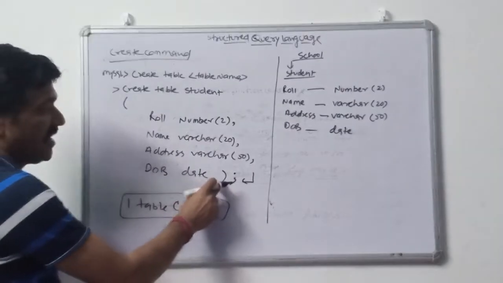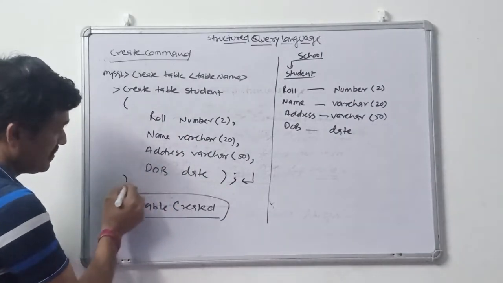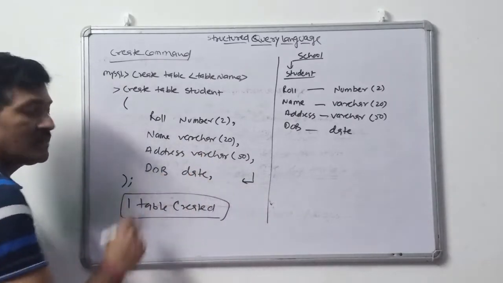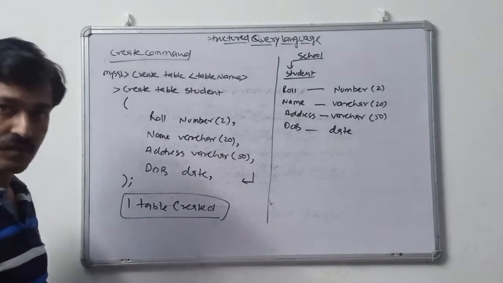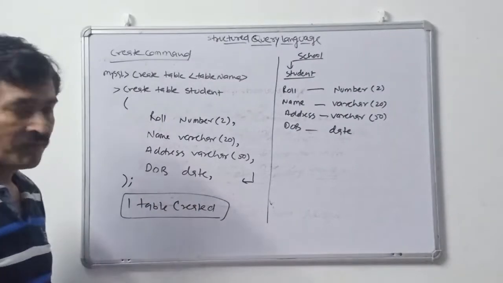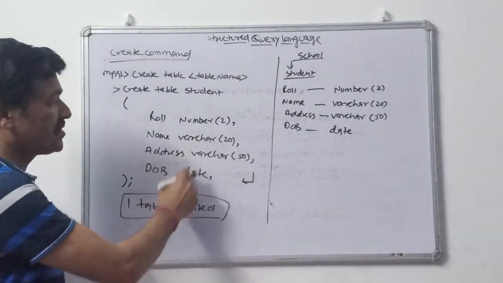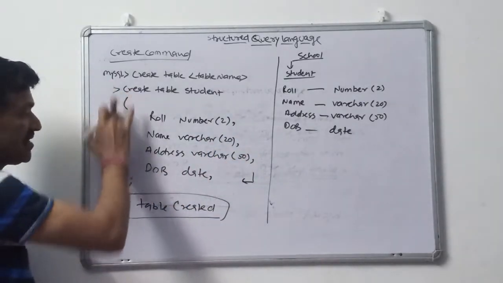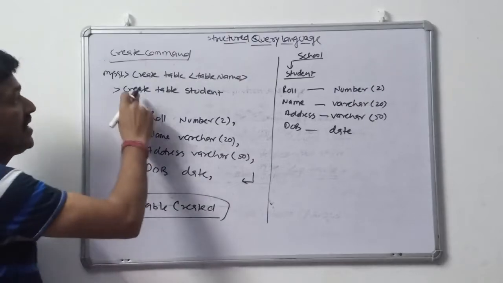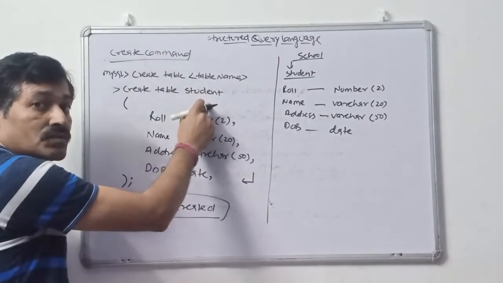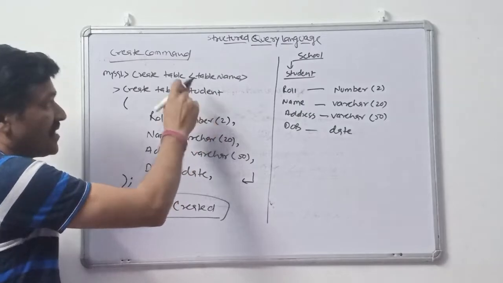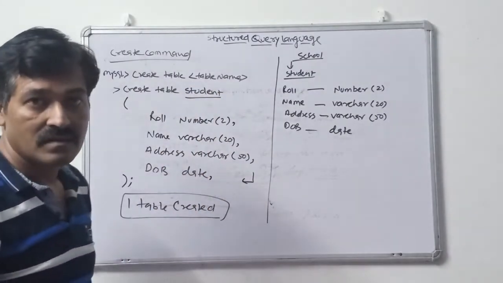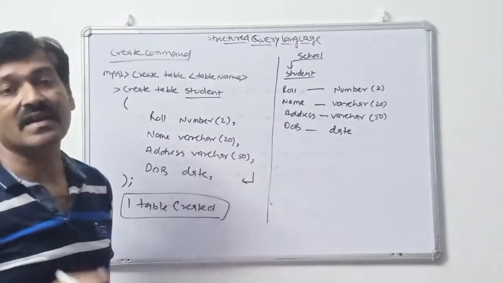Is that clear? If this bracket is placed here in place of this, you will have to write the comma here. You will keep the comma here, place it like this. So inner attributes are terminated by comma. The whole command is terminated by semicolon at the end. Create table command is used to create the tables. This is a DDL command, data definition language. So by using this command, one by one, we can create multiple tables in our database.